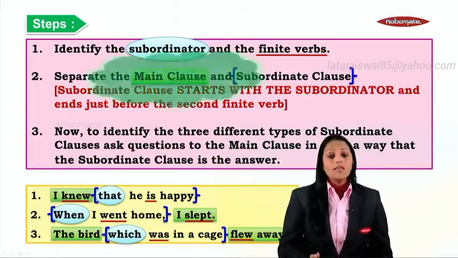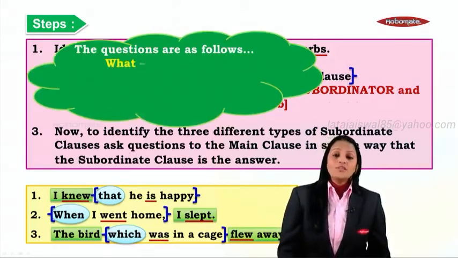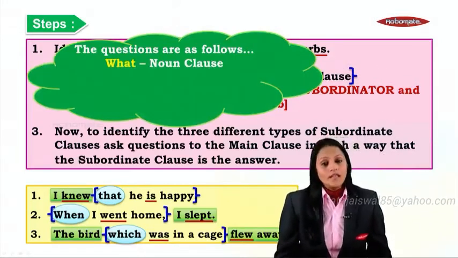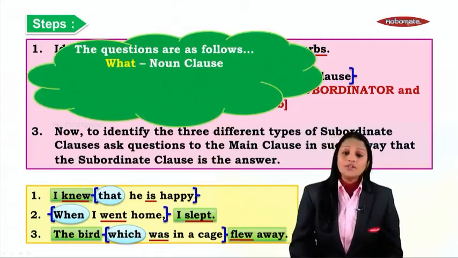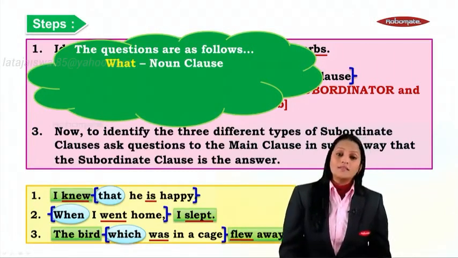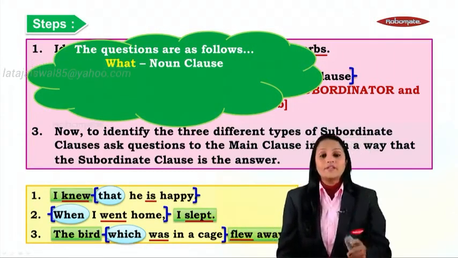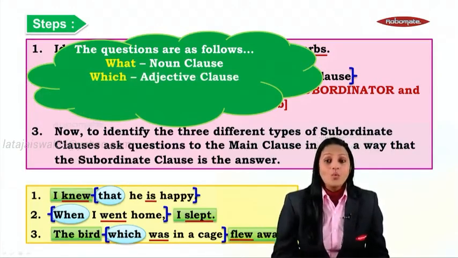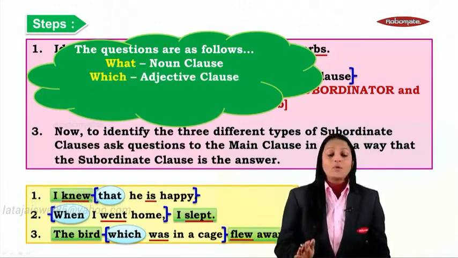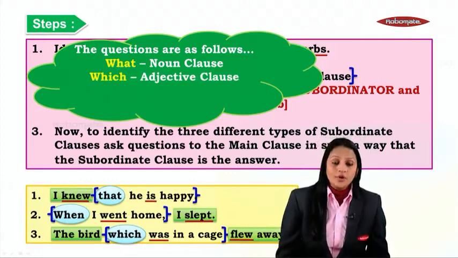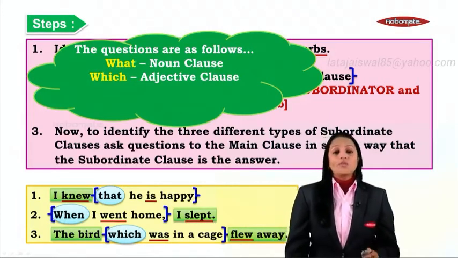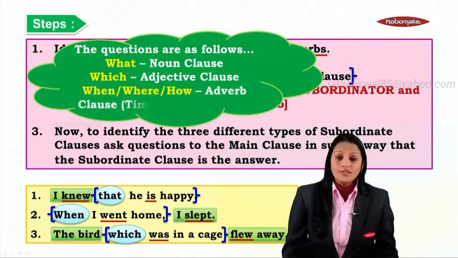Now, what are the questions? The questions are as follows. What? Noun clause. That means if you ask the question "what" to your main clause and you get the answer as the subordinate clause, then it is definitely a noun clause. Then we have "which," adjective clause. Okay, so if you ask the question "which," your answer will be an adjective clause.